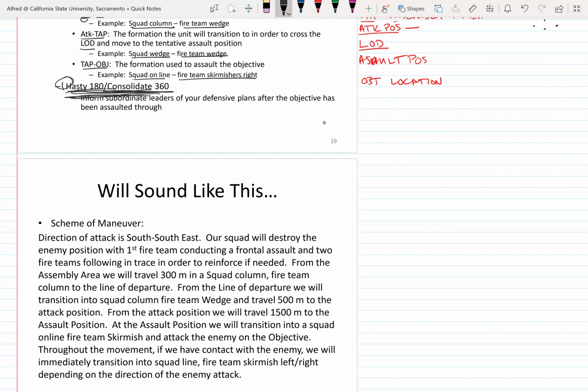And then hasty 180 and consolidated 360 are always the same. You just do that across the board. There's never a time when you don't. So this is definitely going to happen to you. You're definitely going to do these steps, no matter what. Even if you get flanked, even if you fail the SULI, they're going to still require you to do hasty 180, consolidated 360, because that's just like a given.